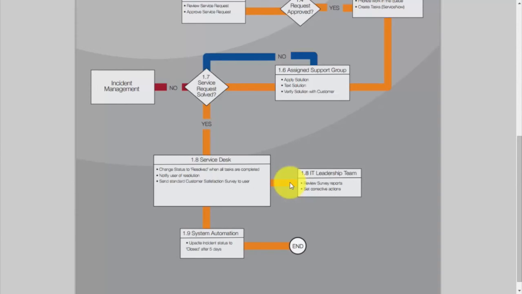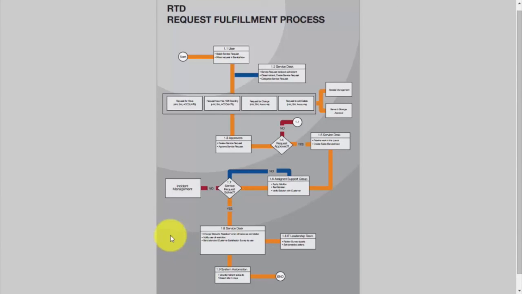That may reopen or move the service request over to incident management. After the incident status has been closed for 5 days, then the system automation will be responsible for closing that service request. So there you have the individual steps that make up the request fulfillment process.